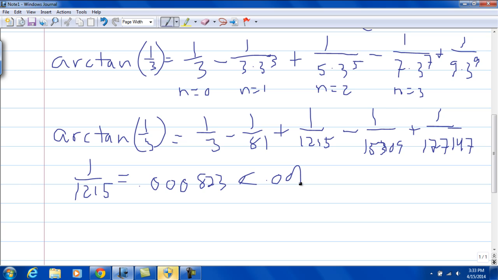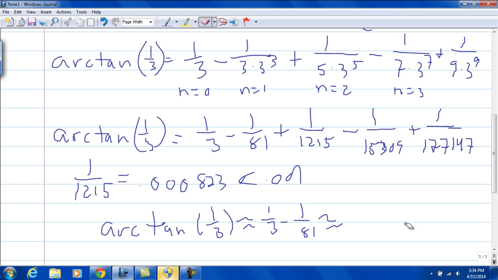So we can say that arctan of 1/3 is going to be approximately 1/3 minus 1/81. That's going to be approximately 0.321. Okay, hope that helped.